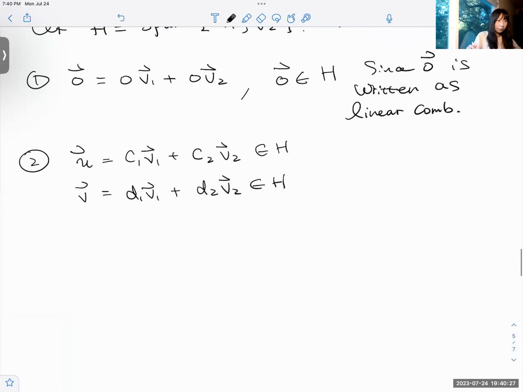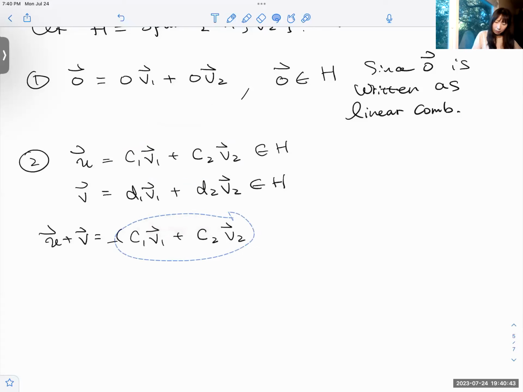All right. Okay, now closed under addition, right? So we have u plus v, which is this, plus v, which is that.